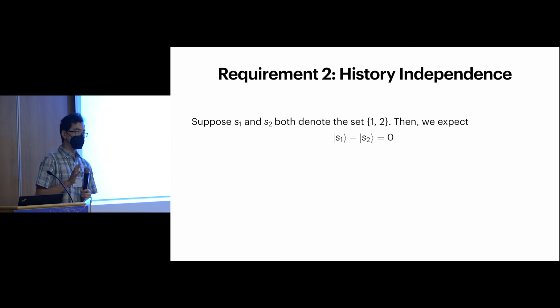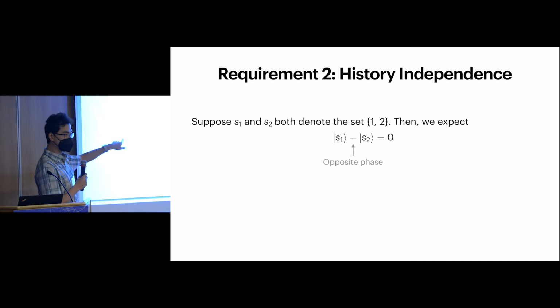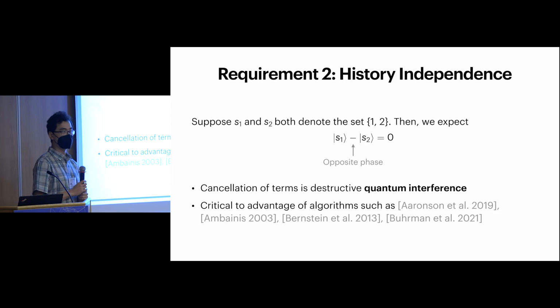History independence is pretty hard to understand from a formal definition, so instead we're going to start with an example. So here, let's say that we have two sets, S1 and S2, and these variables are both supposed to mathematically denote the set of 1 comma 2, right, that abstract set. Now, it is a property of quantum mechanics that if we were to place S1 and S2 into a superposition with each other, such that the phases are opposite, then we expect this difference here to be 0. That is, they should cancel out. They should be as if they never existed. This property is called quantum interference. Specifically, it's the destructive variety.